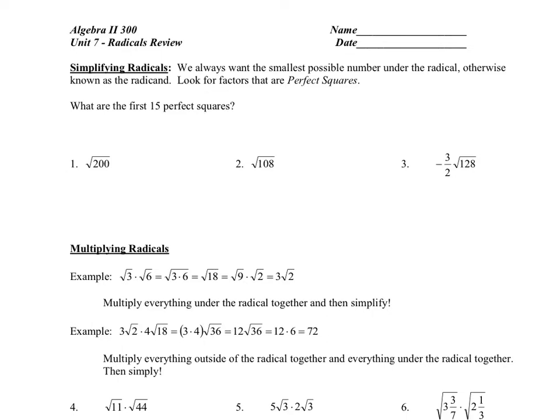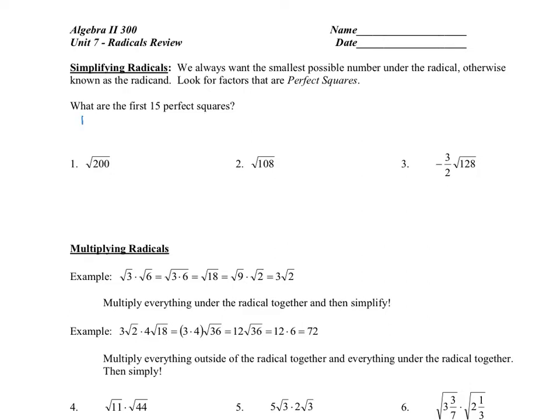Remember, when we simplify radicals, we always want to find the smallest possible number to leave under the radical. In order to do that, we need to look for perfect square factors. To make things a little bit easier moving forward, let's find the first 15 perfect squares. Remember, to find a perfect square, you just take a number and square it.